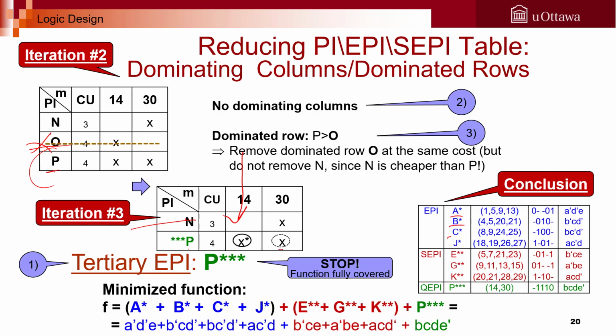Understand that? Let's take a look at this more complicated example. In the second iteration, I have five variables. What did I do? We can ignore the secondary essential prime implicant. Therefore, my table will be larger.